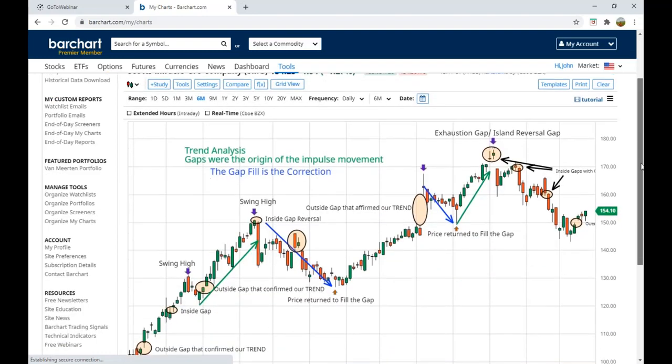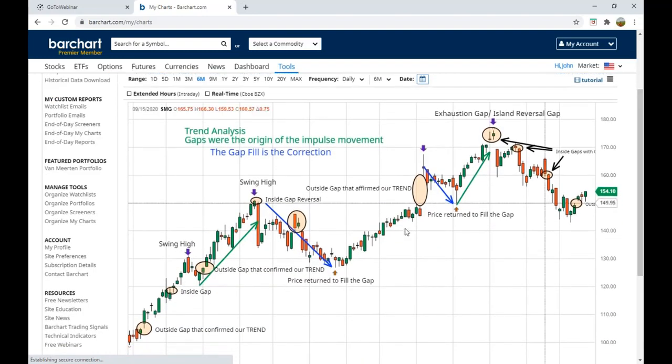And again, now we're thinking about reversals, right? Here is a little gap. It's hard to see here. We're going to learn what this means, this inside gap. But this gap signaled a reversal of this trend.